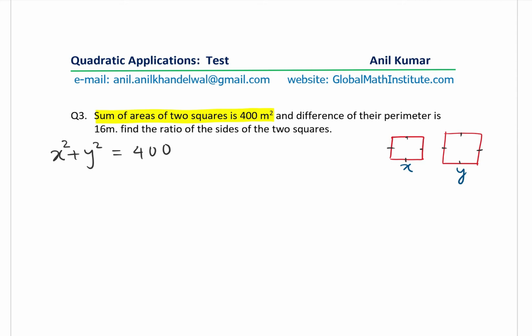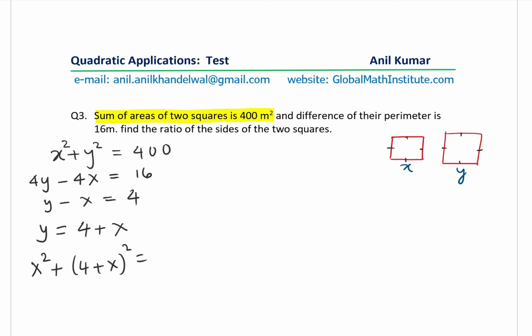16. So the difference is, let's say, 4y minus 4x is 16. So that is the difference. Well, you can divide by 4. So we get y minus x equal to 4, 16 divided by 4. And so we can relate one variable in terms of the other. So let us take one of the variables to the other side. What we get here is that y equals 4 plus x. Substituting 4 plus x here, we get x squared plus (4 plus x) whole square equals 400.